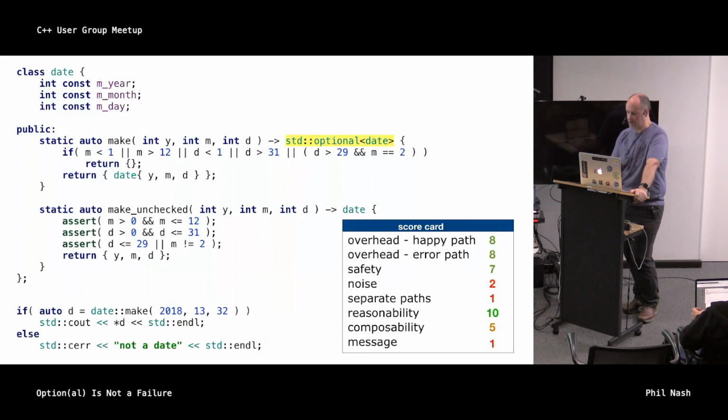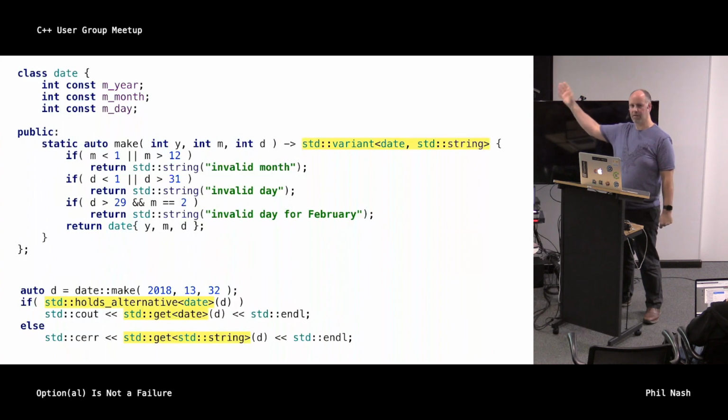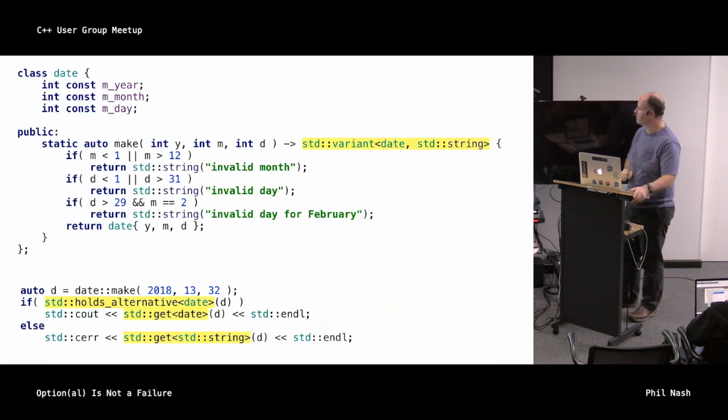But we've got a starting point here. There's more we can do. So addressing the message, first of all, because optional just tells us we've got a value or not. If we went with std::variant, now we could say, well, it's either a date or something else. Just for the example here, I've used a string. You would probably use a more custom error type, but it just makes it easier on the slide. So now we can give different strings depending on what the failure actually was.